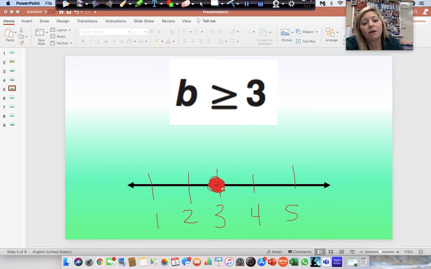So greater than means I'm going to shade all of the numbers that are greater than 3. And again, I want to draw this big arrow on the end to let me know that I am not just done after 5. I want all of the numbers that are bigger than 3. Okay?